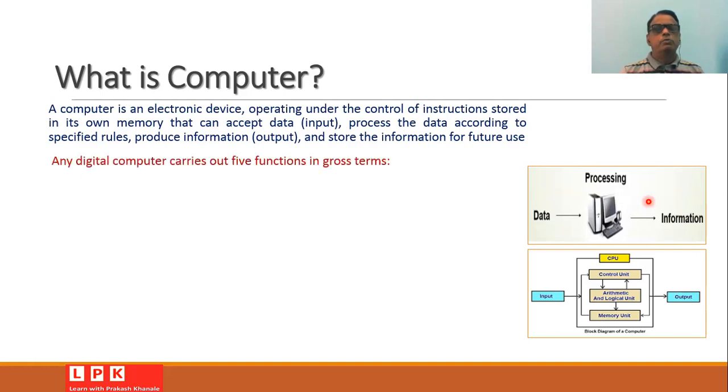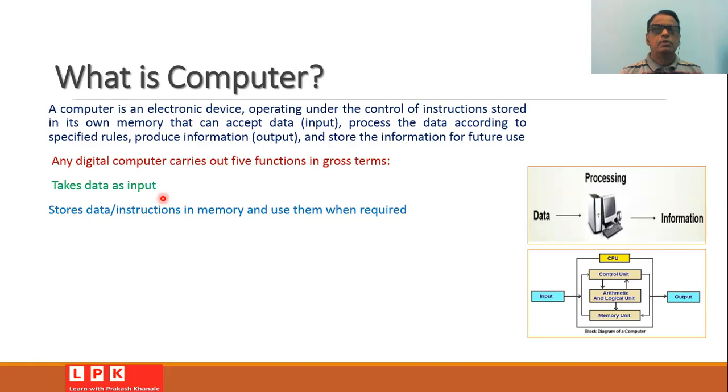So any digital computer will carry out, you can say, 5 functions. The first function that is being performed is to read the input data or to take the input data. Then this input data can be stored, or the instructions can be read, and it can be stored in the memory. This computer has a memory, where it can store the data and instructions. And whenever it is required, then it can make use of this data and instructions.